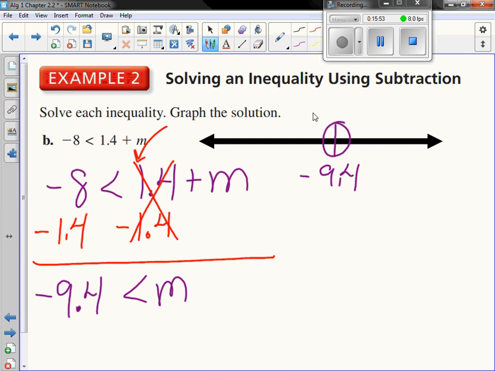Well, how do we read this? Negative 9.4 is what? What is the name of the symbol? Less than m, yes? So which number are we saying is bigger? M, yes? So all the values should be greater than negative 9.4, yes? So which direction are they greater, to the left or to the right? To the right. So we would shade all the points to the right.